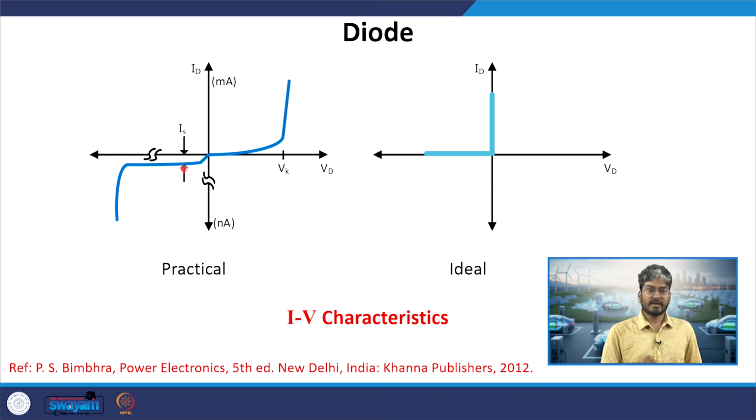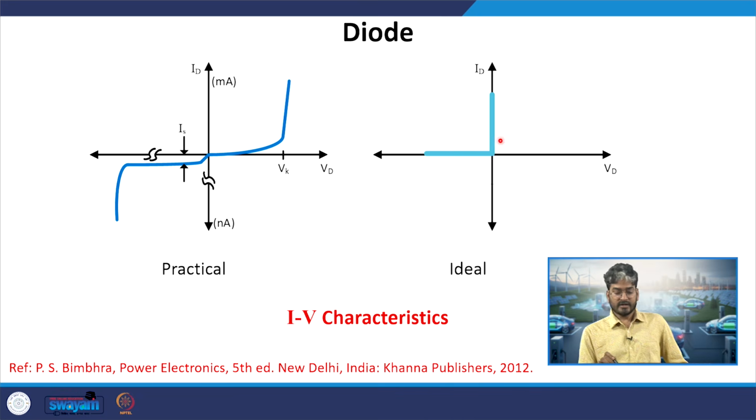Similarly, in the reverse bias condition, when we connect the negative of the supply to the P side of the diode, it will offer nearly infinite resistance, and there will be a small amount of leakage current. So, if we neglect this leakage current, we can say that the diode is blocking, or not conducting, in the negative direction.